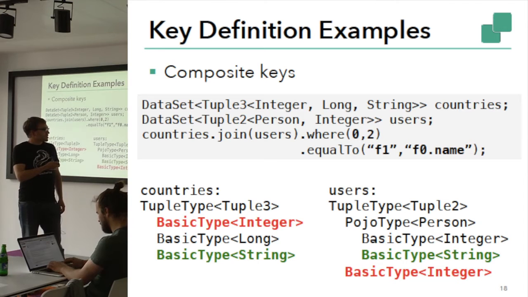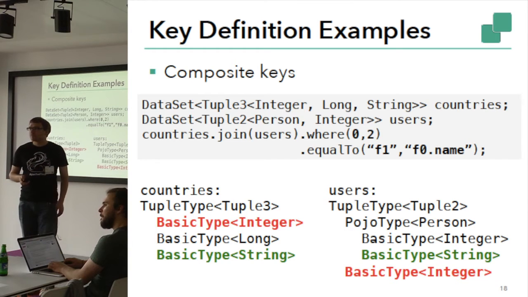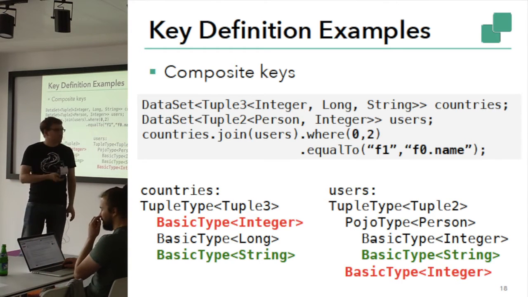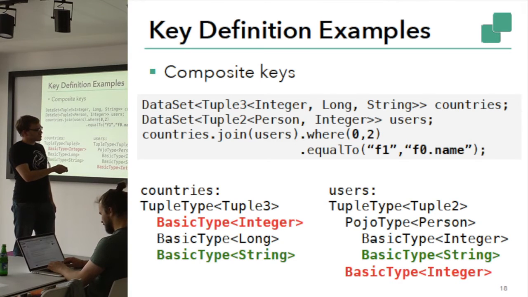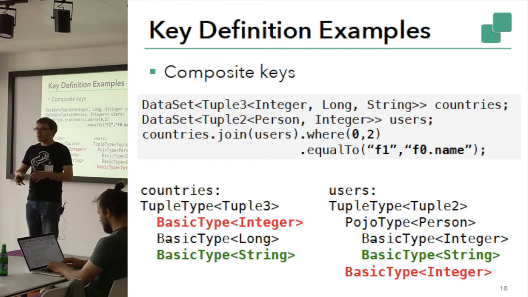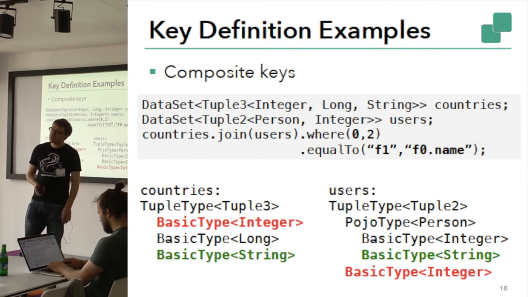Yeah, you can do composite keys as you've done before, like 0, 2 here, join against f1 and f2 name. So you can basically expand that. The system will analyze that this 0 refers to the integer, the 2 refers to the string. Same here, f1 refers to this integer down here, and f1 name refers to the string. And we'll find out, okay, those are compatible types. I can join on that. Let's go for it.